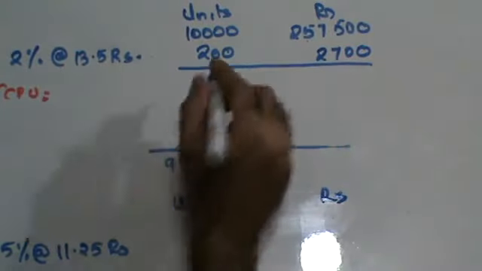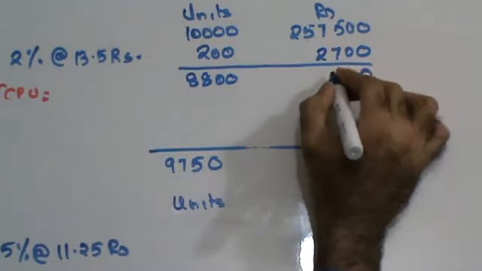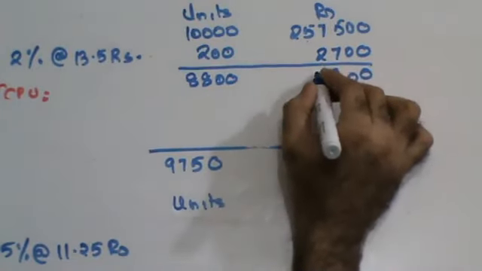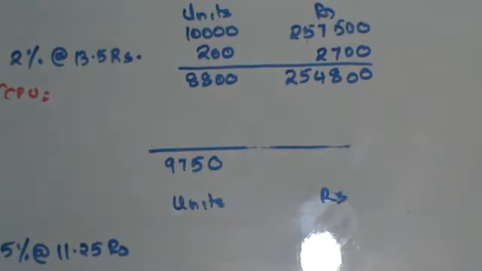Right? So this is going to be 8,800. This is 2,54,800. Now 2,54,800 divided by 9,800, in which case I'll get the CPU to be 26. So it will be 9,800.